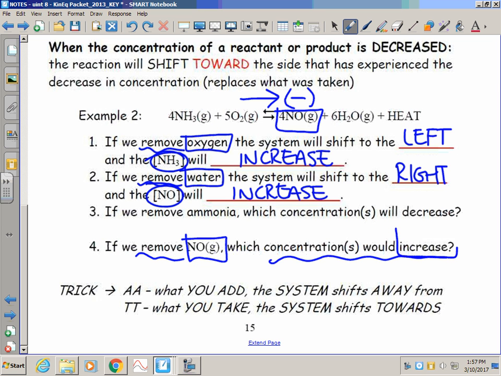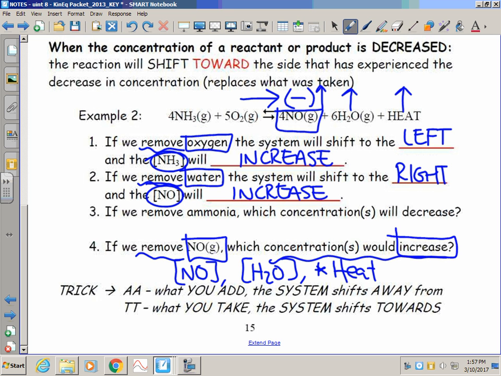Which concentrations are going to increase? All right? That would mean, and technically, so would this guy. As soon as I remove NO, guess what? NO concentration will go up. Whatever I take, the system will shift to replace. Whatever I remove, the system replaces. H2O concentration will increase. And technically, it's not a concentration, but so will heat.